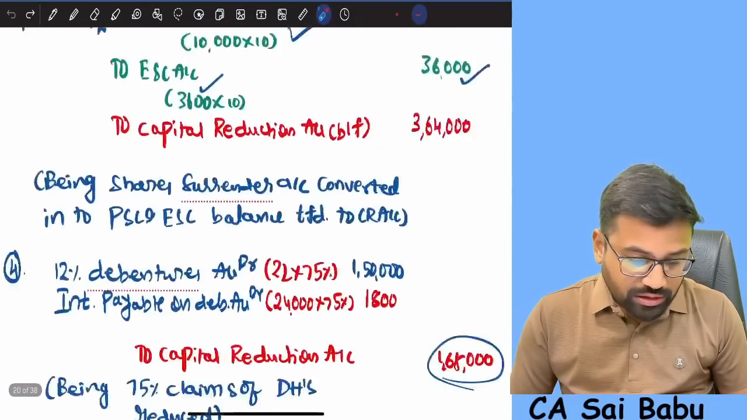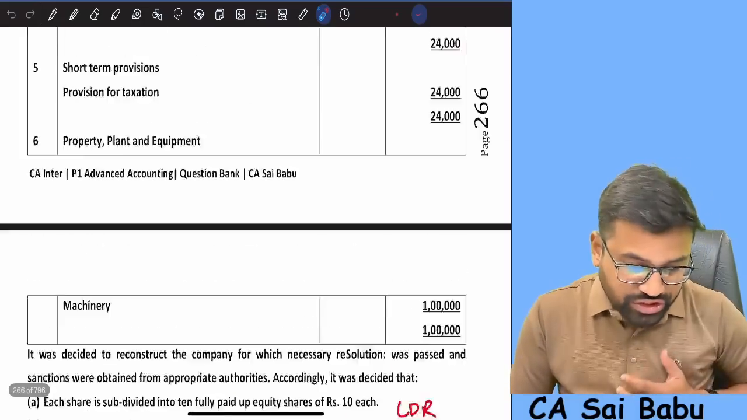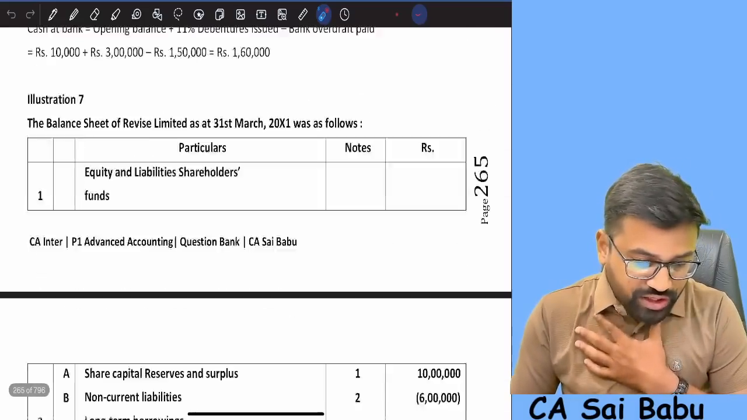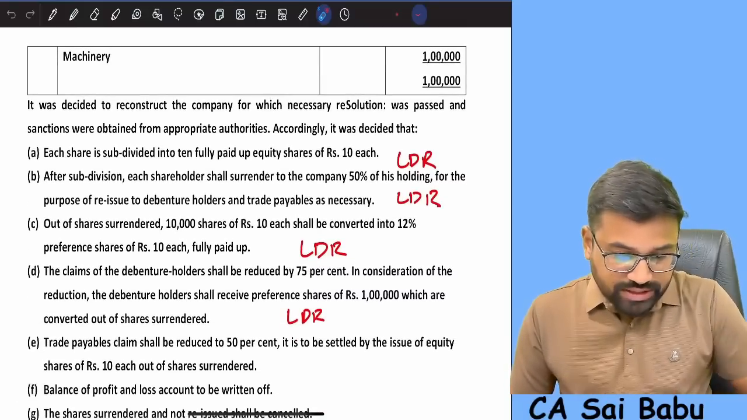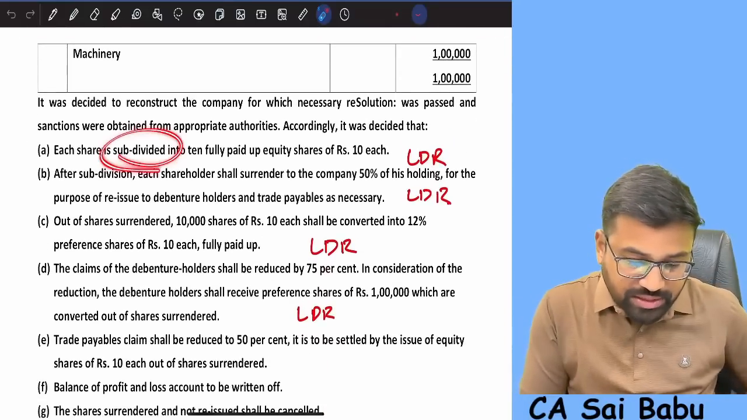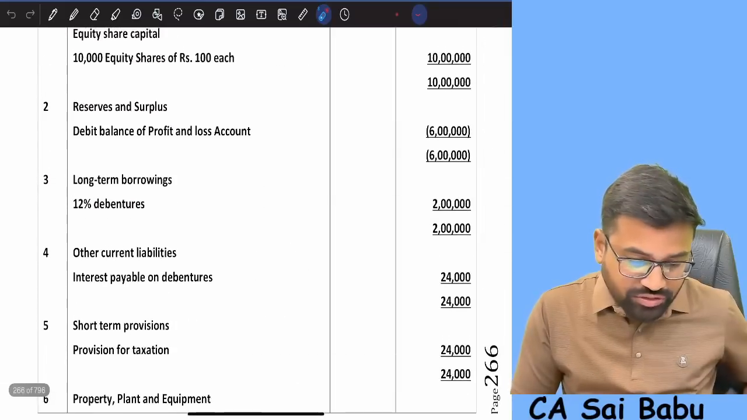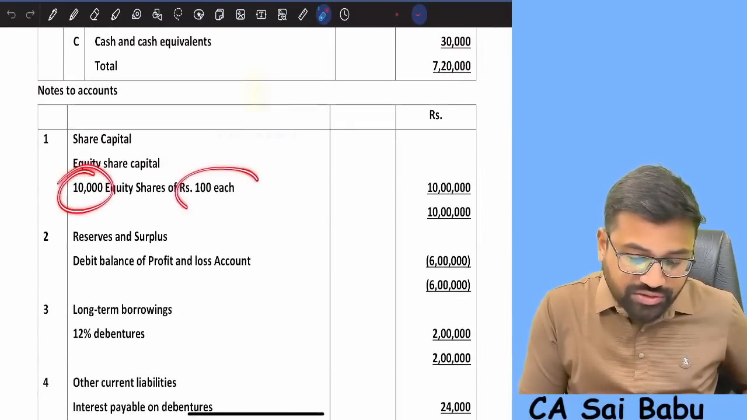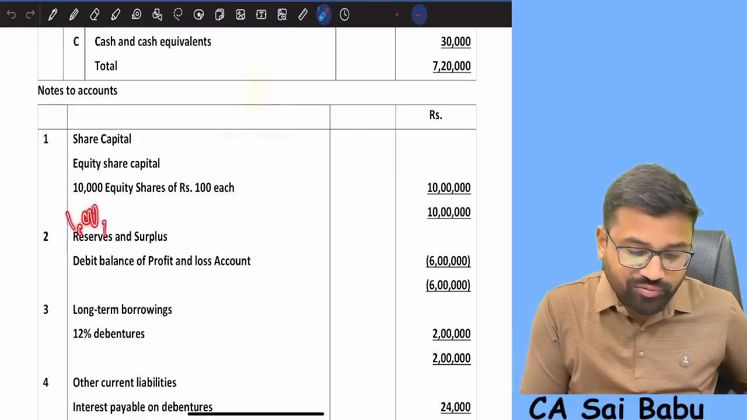Now I will cover one important question also, sir. Illustration number 7. This question is very important. In this question, if you see, this company is going for internal reconstruction, sir. First, they have done the subdivision of shares into shares of 10 each. Actually, original shares are 10,000 equity shares of 100 each. Now, they make each share into 10 rupees. That means the number of shares will be 1 lakh.